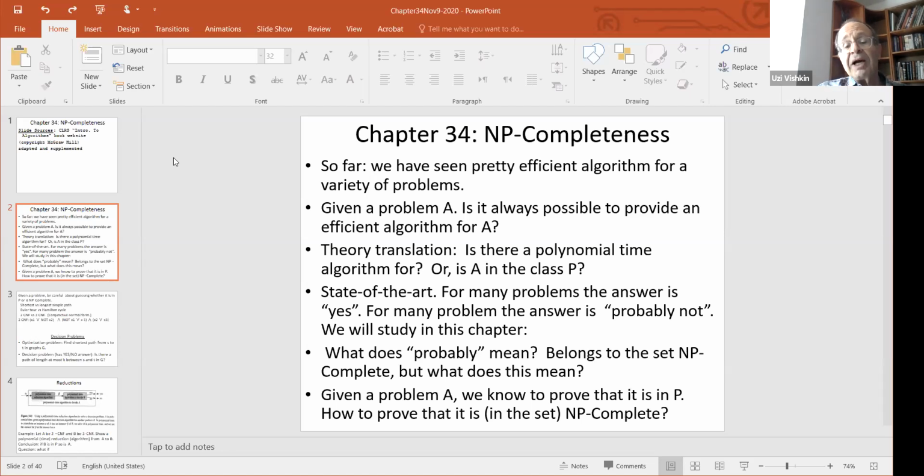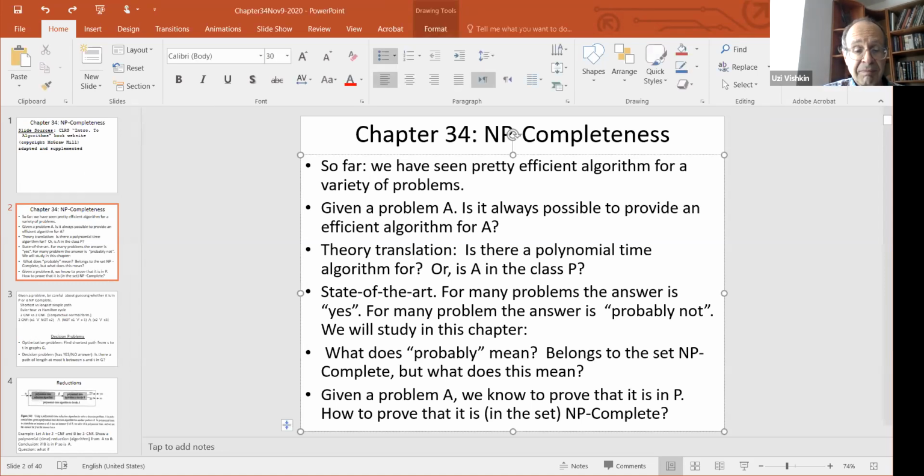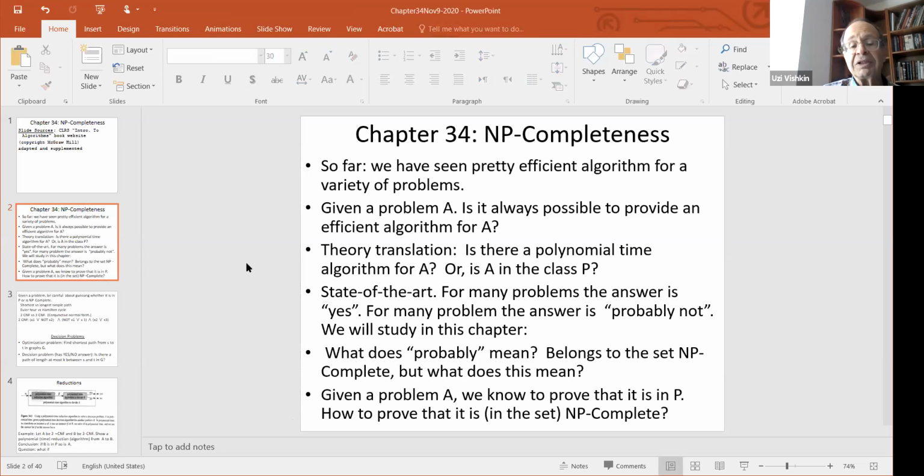So the question that we ask is, is there a polynomial time algorithm for the problem A? I mean, this is an error on the slide, it should have been A. Or is A in the class P? It's the same thing. P is the class of all problems that have a polynomial time algorithm. So it's the same question, just to clarify.